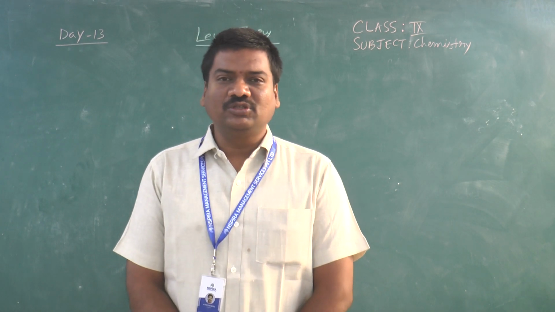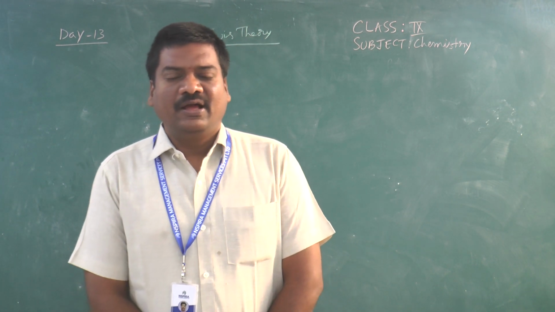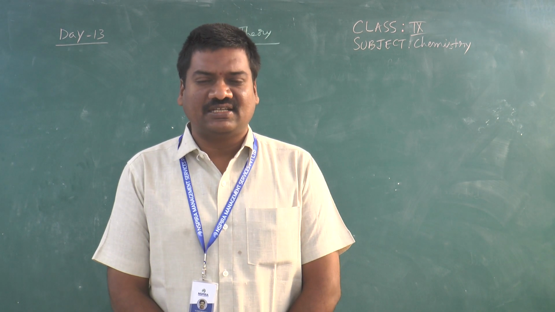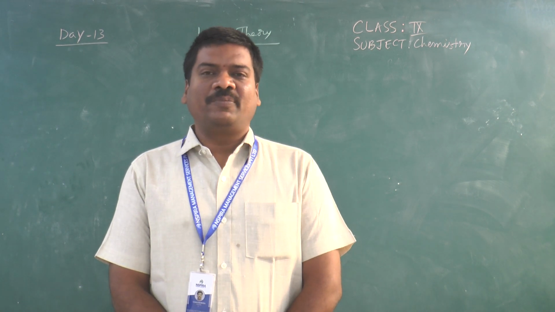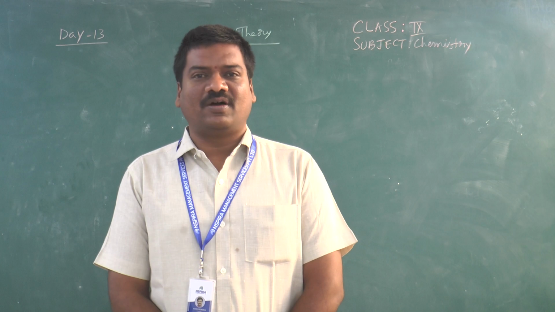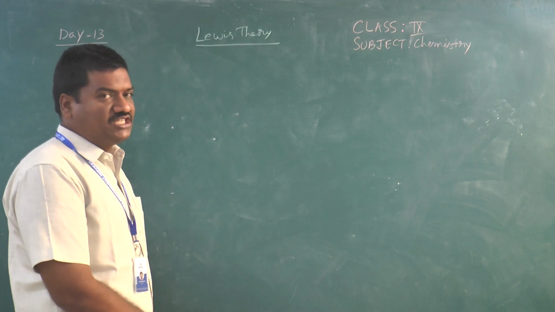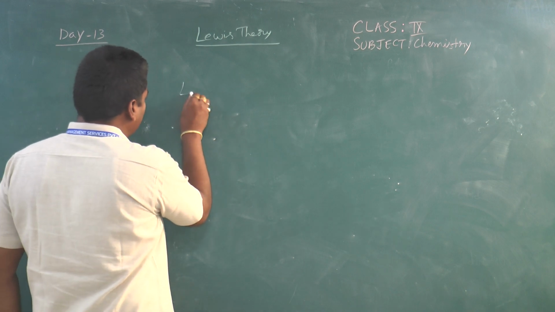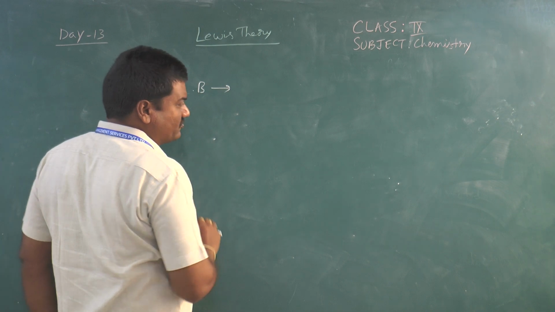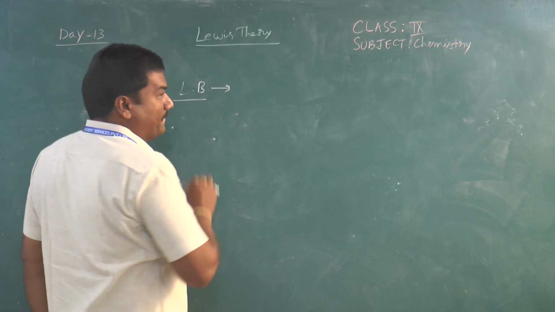Now if you come to Bronsted-Lowry acid, the substance which can donate protons in the presence of water molecule is called a Bronsted acid. A Bronsted base is a substance which can gain a proton in the presence of water. But according to the Lewis theory, the substance which can donate a pair of electrons is called a Lewis base.